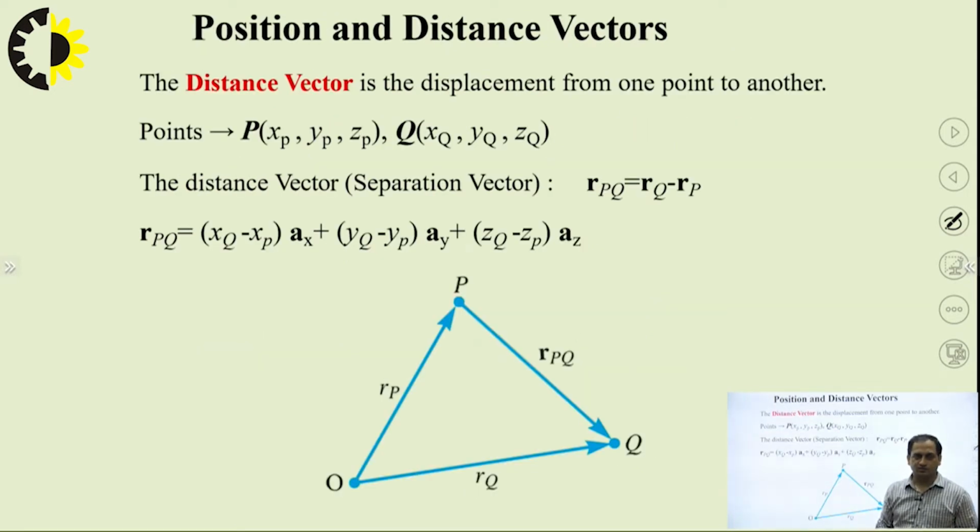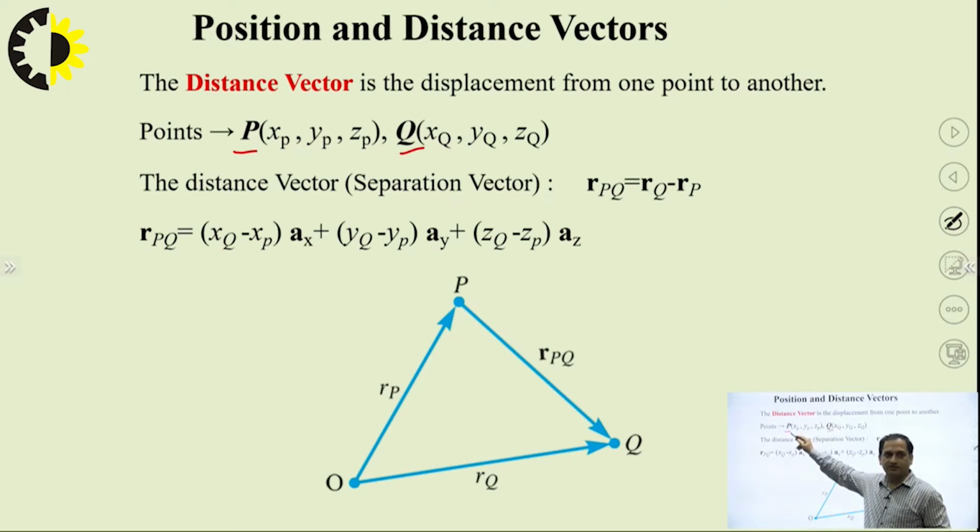Distance vector. This distance vector is the displacement from one point to another point. So, how to represent that? First of all, we have to represent the two position vectors, and we subtract these two position vectors and we will get the distance vector.